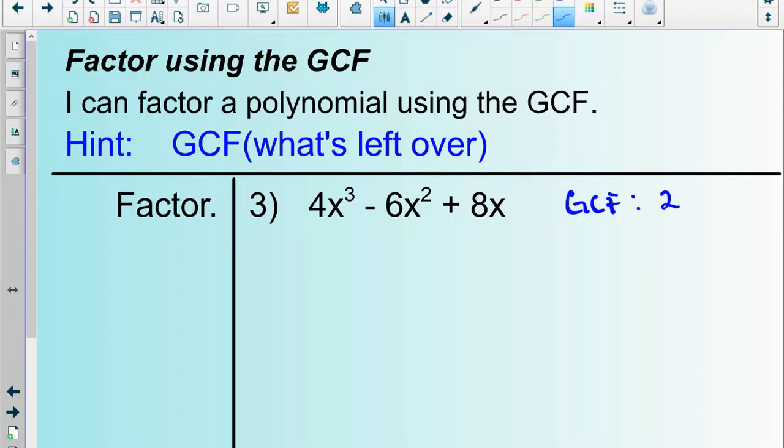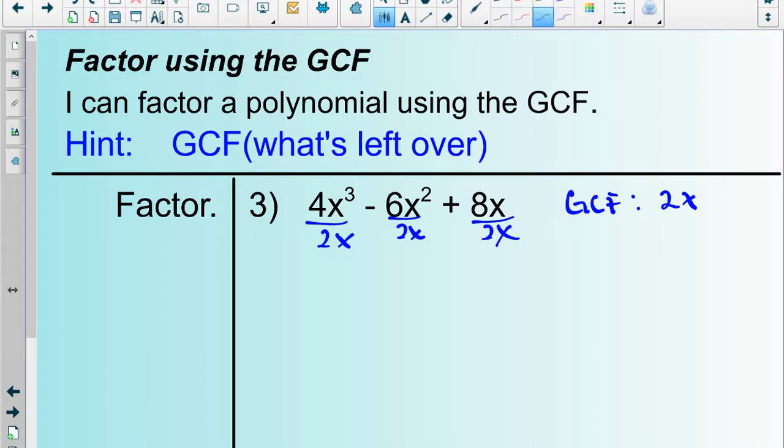For the variables, what is the most that they have in common? Well, I have x cubed, I have x squared, and I have x. They all have an x. So my GCF contains an x as well, but only one of them, because that's all that's in the last term. So my GCF is 2x. That's what I need to divide out of all 3 terms.